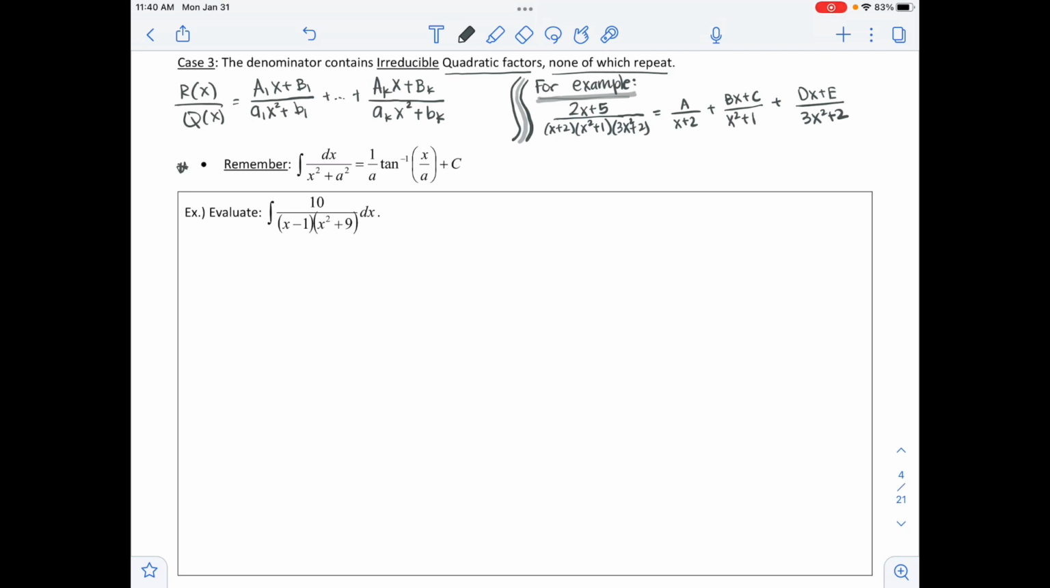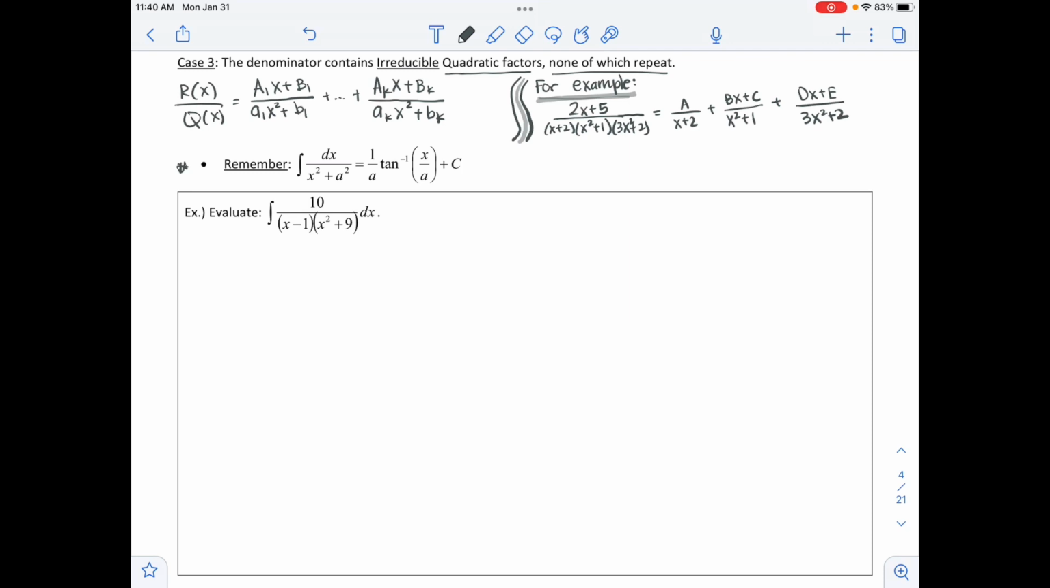Next to that, I put down an example. So it says 2x plus 5 over x plus 2, which is linear, times x squared plus 1, which is quadratic and does not factor, and also 3x squared plus 2, which is also quadratic and does not factor. Both of those are irreducible. And so I would rewrite this as, and since x plus 2 is linear, the numerator would just be a, just that constant 1 degree less.